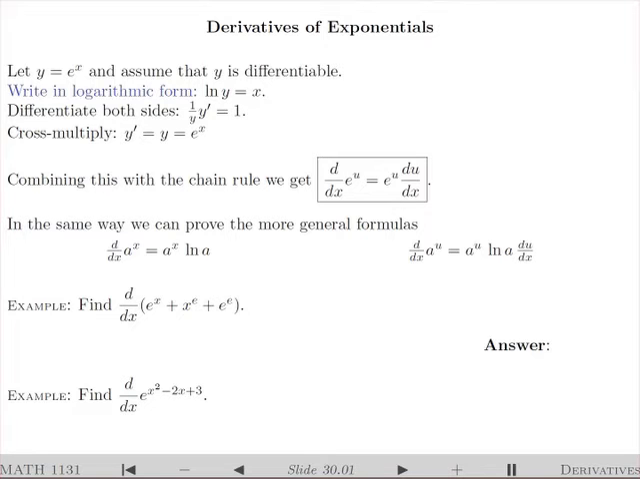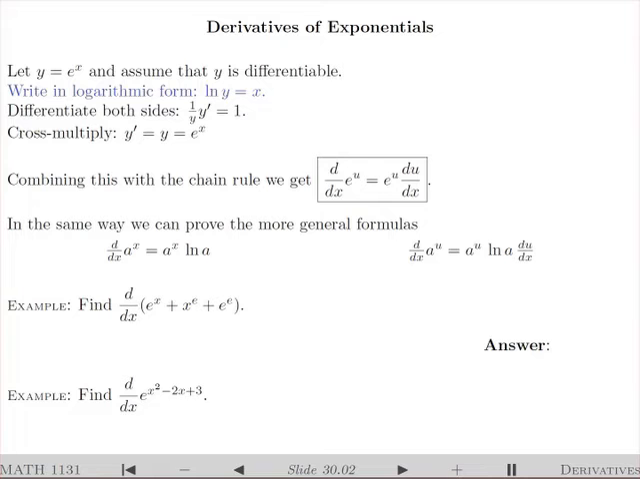To use this method, take the equation y equals the function of x, in our case y equals e power x, and take the inverse function. In this case, that's the same as saying write the equation in logarithmic form. So if y equals e power x, that means ln of y equals x. Then you differentiate both sides, treating y as a function of x.